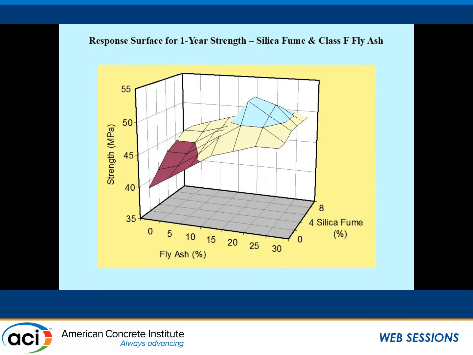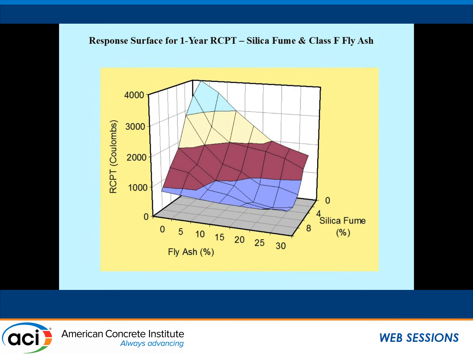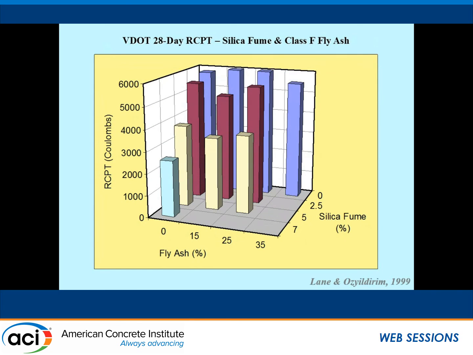If you want to get into long-term properties and look at 1 year strength, then you're going to see the ternary blend is going to be better for you. You're going to get much better strength. You can see here that if you're interested in the 1 year rapid chloride permeability test, again, you're going to get the best results from the ternary blend.